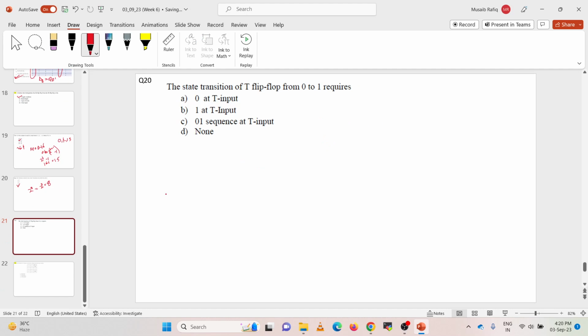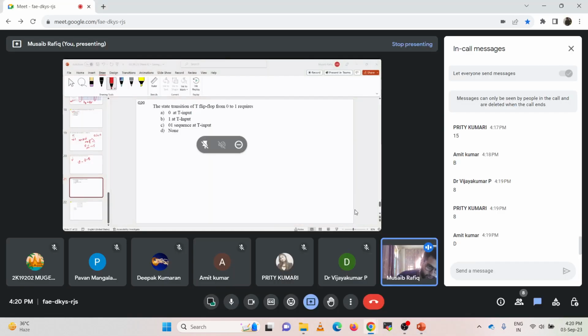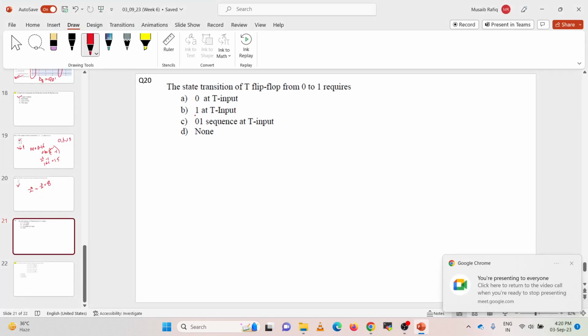Now I have this question. The state transition of T flip-flop from 0 to 1 requires. So the state transition of T flip-flop from 0 to 1 requires 0 at T input, 1 at T input, 0 1 sequence at T input, none. Yes, so the correct option is option B.